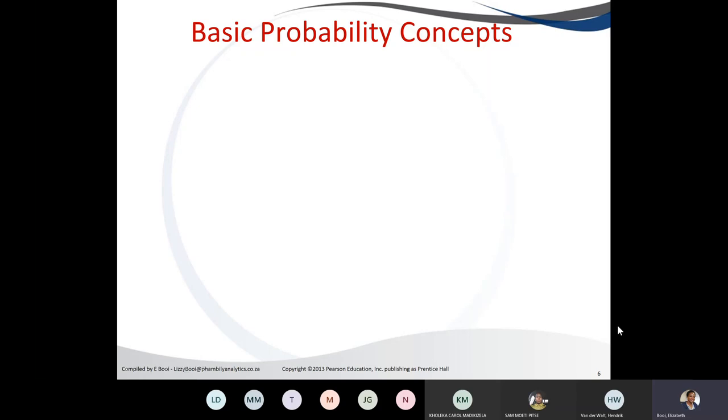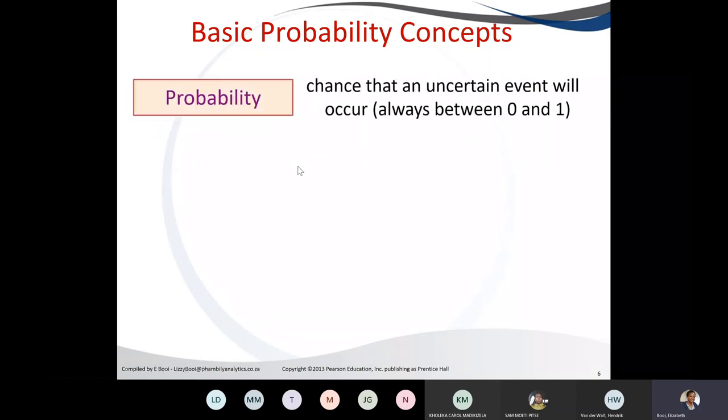For example, some of the terminologies that we use in statistics: first, to describe what is a probability. A probability is the likelihood or the chance that an uncertain event will happen or occur. The probability that the sun will come out is always going to be 100% because in the morning the sun will always come out. The sun always comes out and the sun always goes down. So the probability of that happening is always equal to one.